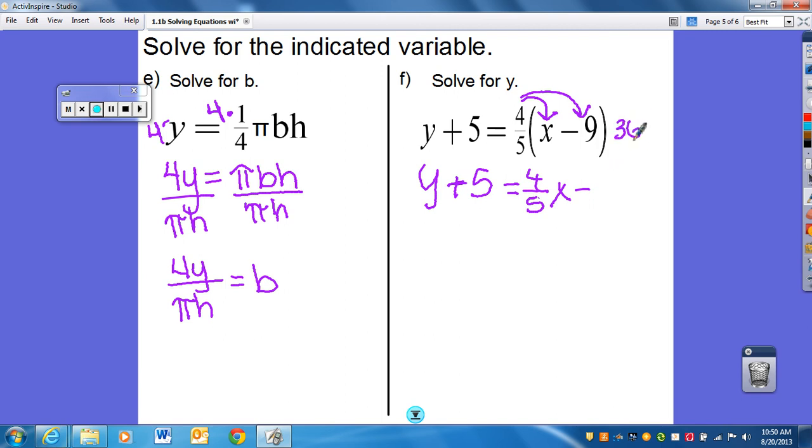So if I have 36/5, I would take 5 into 36, which would go 7 times with 1 left over, and now I have my mixed number. That's going to help me because now I need to do the opposite operation to get the y by itself. So I have y equals, remembering 5 minus 5 is 0, I have 4/5 x, and negative 7 1/5 minus 5 is going to give me negative 12 1/5.